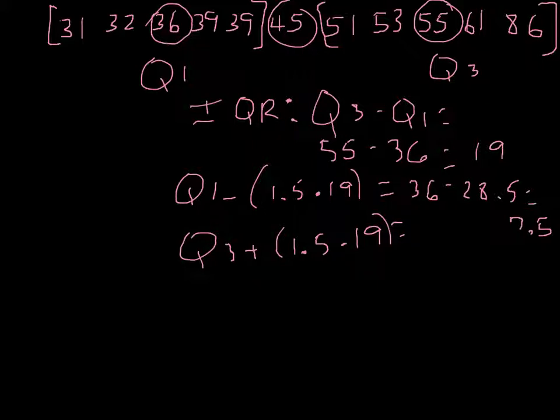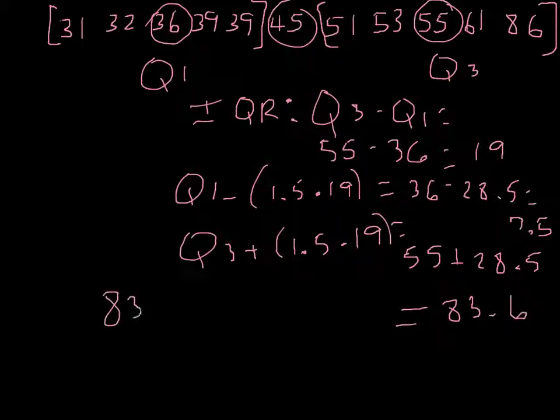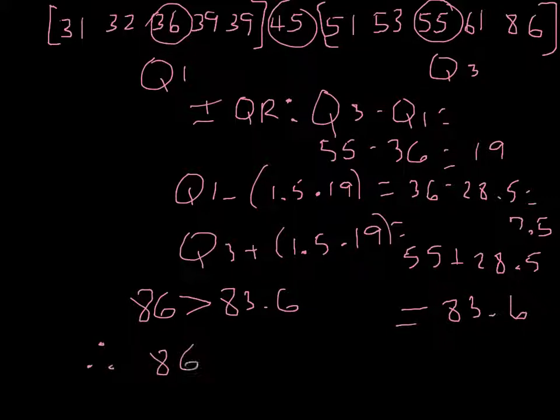But quartile 3 is 55. And if you take 55 and add that 1.5 times 19, which is 28.5, you get 83.5. And 86 is greater than 83.5. So 86 is going to be an outlier. Therefore, 86 is an outlier of this data set.